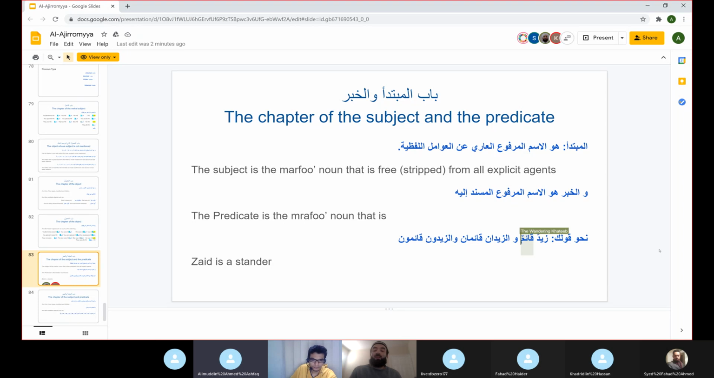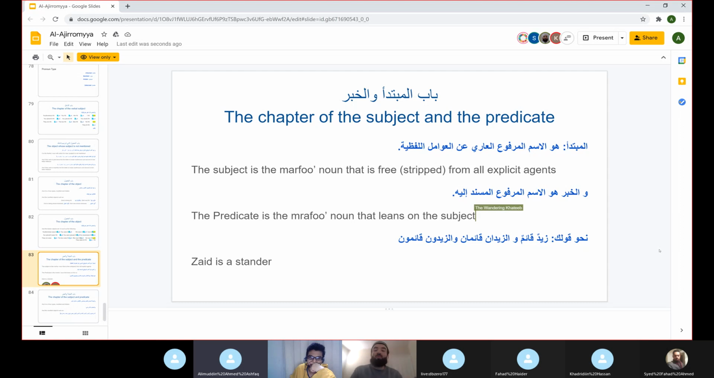So qa'imun is the same thing. Qa'imun is also marfu', but qa'im is the predicate. And what does the author say about the predicate? He says, وَالْخَبَرُ هُوَ الْاسْمُ الْمَرْفُوعُ الْمُسْنَدُ إِلَيْهِ. What does that mean? He says the predicate is the marfu' noun that leans on the subject.